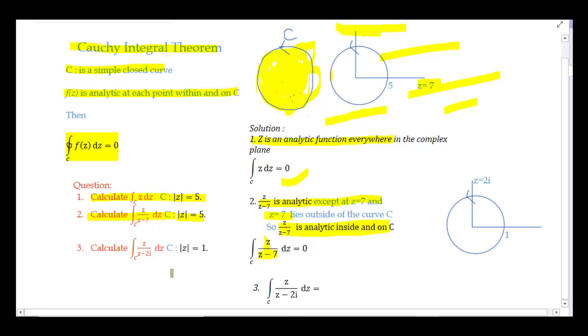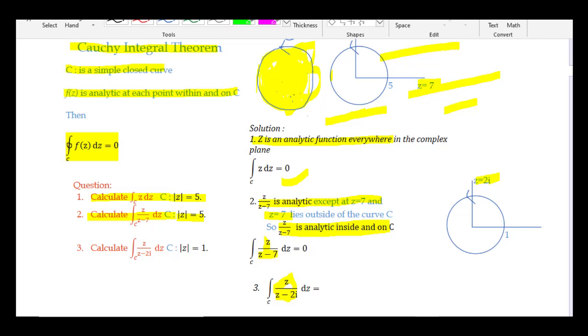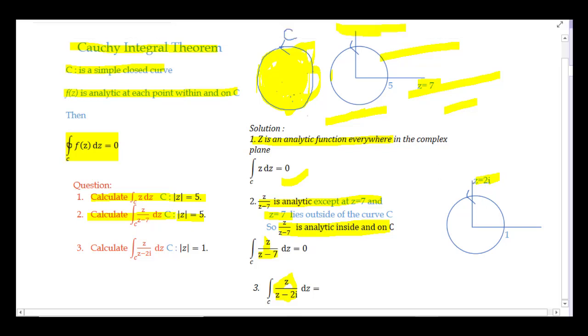Now similarly, we can try question number 3. Here z upon z minus 2i is given to you. This function is not analytic at one point, that is z equal to 2i. But z equal to 2i lies outside of that circle. So this is again 0, because this lies outside of that circle. This is the mod z equal to 1 circular region.